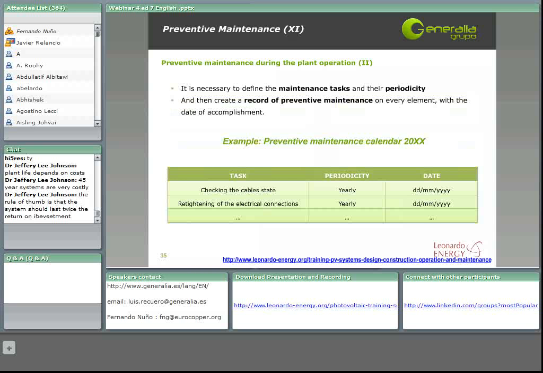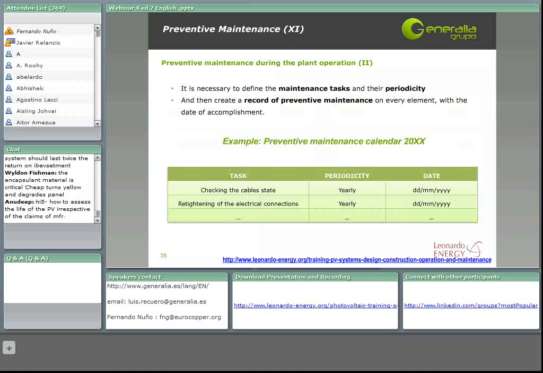We will start studying how to design a good preventive maintenance program. It is necessary to define the maintenance tasks and their periodicity. You can find an example on how to do that in the bottom part of this slide. It is important to define them in a table with the date of accomplishment for all the tasks in our maintenance program and logging a record of each task.